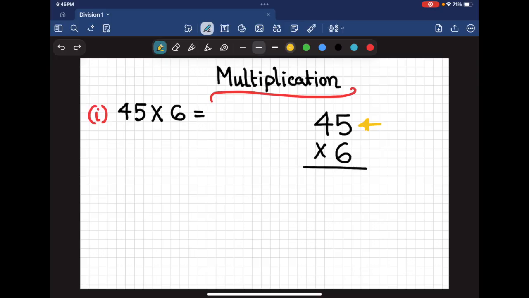So 6 times 5 is 30. So we can write the 0 in the bottom. And we have only one place over here, so we can write 3 in the top of it. And now we are doing the multiplication for 6 times 4, which is 24. So 24 plus 3 is 27.